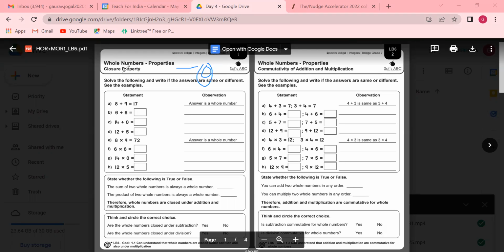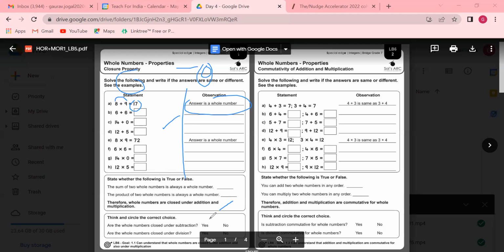The first thing you have to do is, if you add 8 plus 9 you get 17, right? That is a whole number. You have to write in this column which is a whole number. Now, with the definition I told you, any number plus 1, minus 2, minus 5, 0, all these are whole numbers. So you have to do the operations and write whether it is a whole number or not. Then you have to complete this.